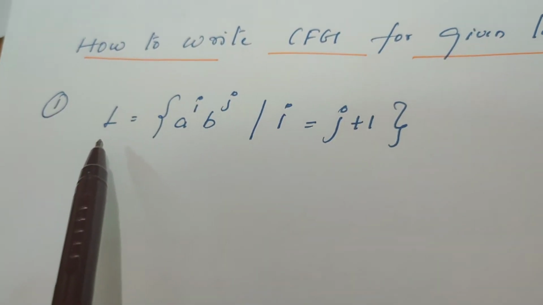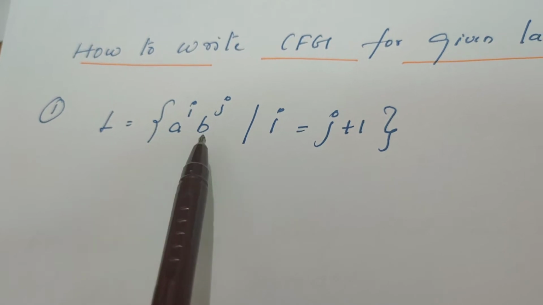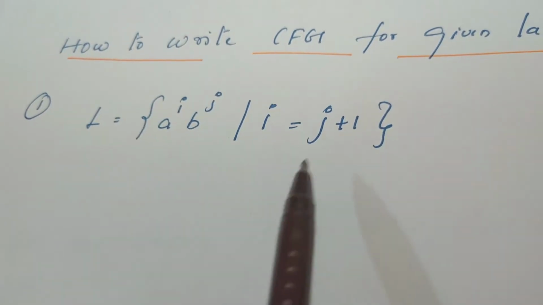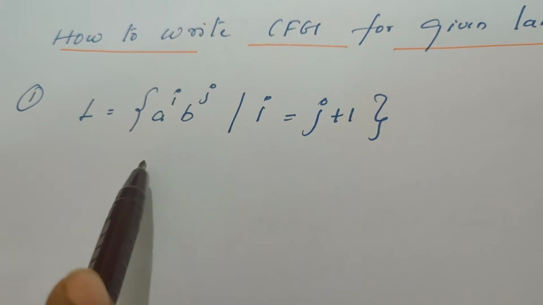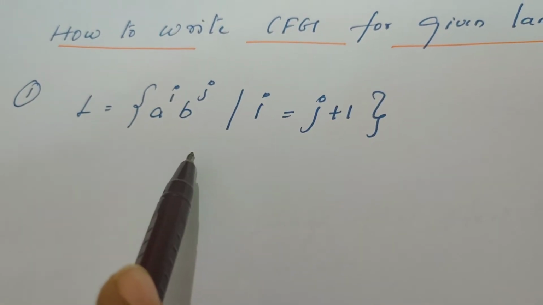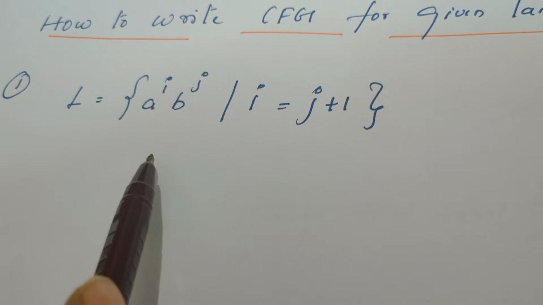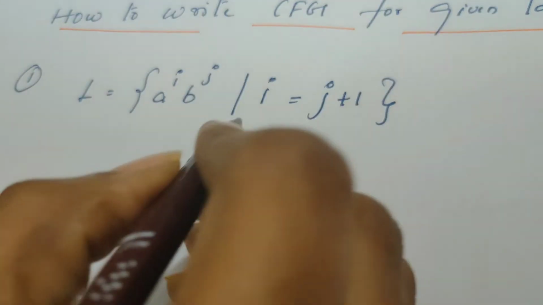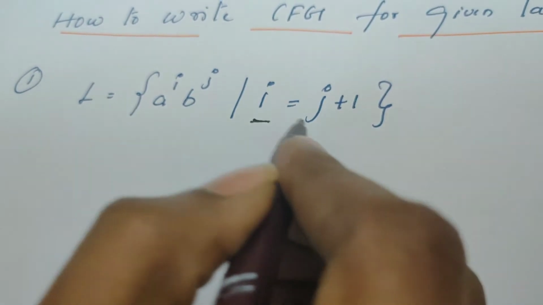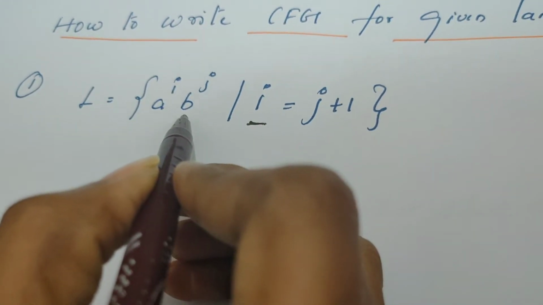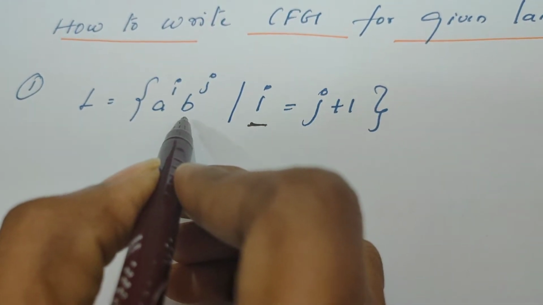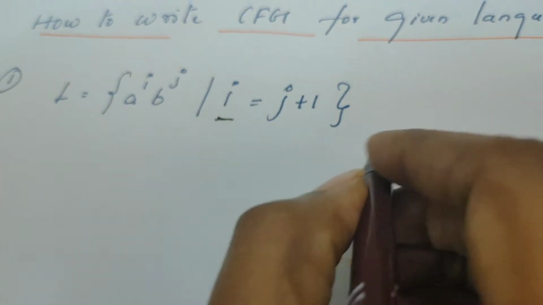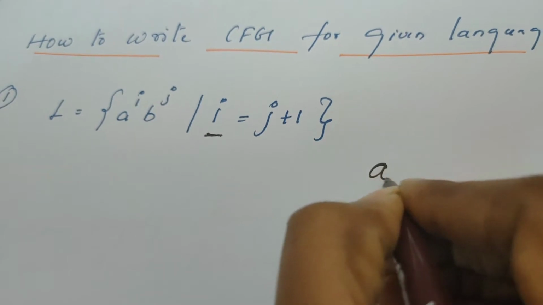The language given here is a power i, b power j, but there is a condition, i is equal to j plus 1. So what is the string pattern? Sequence of a followed by sequence of b. i number of a's must be followed by j number of b's. But what is the value given for i? It is said that the count of a must be 1 greater than the count of b's. So how to write a grammar for this? Let us see this pattern.